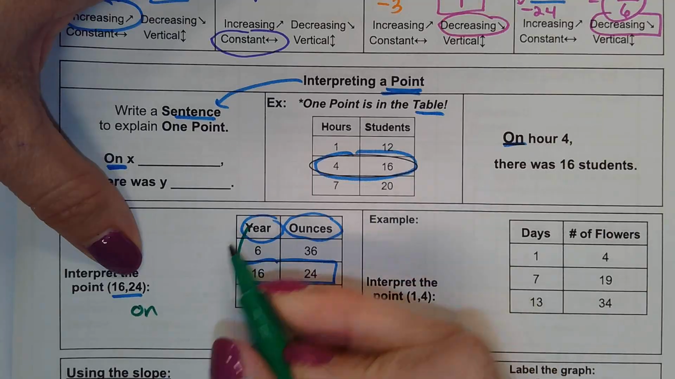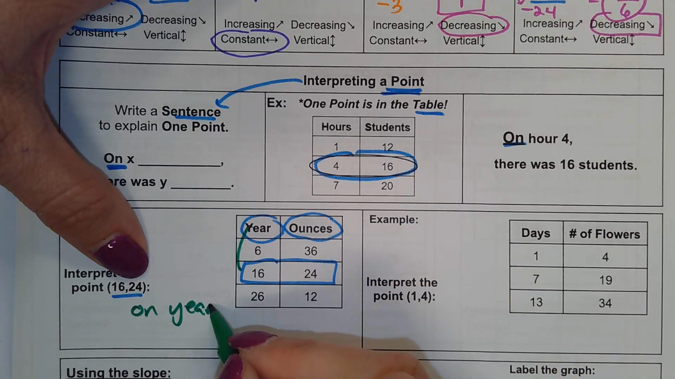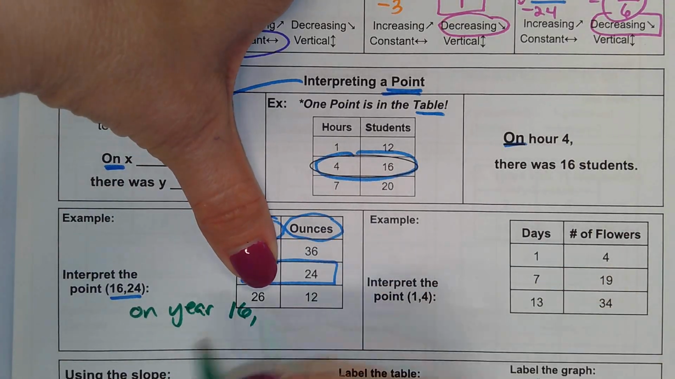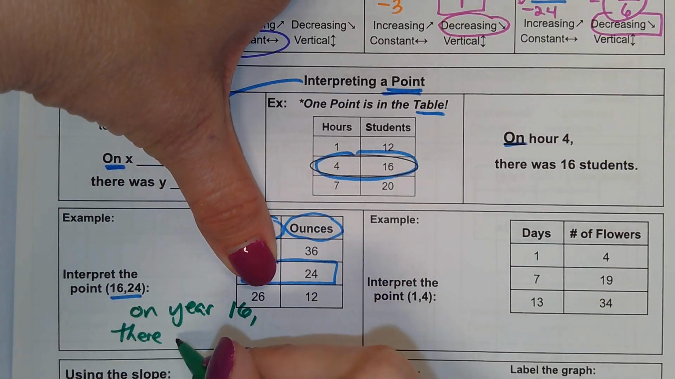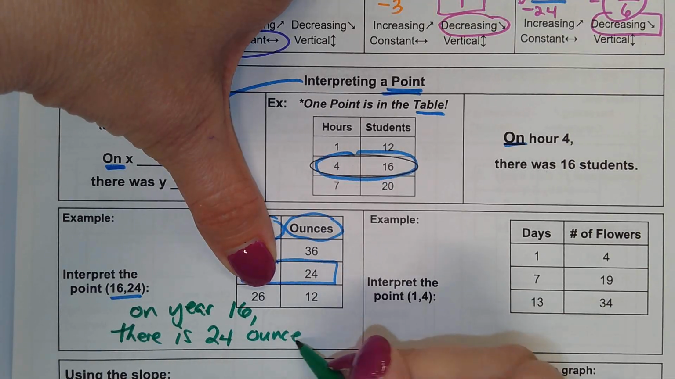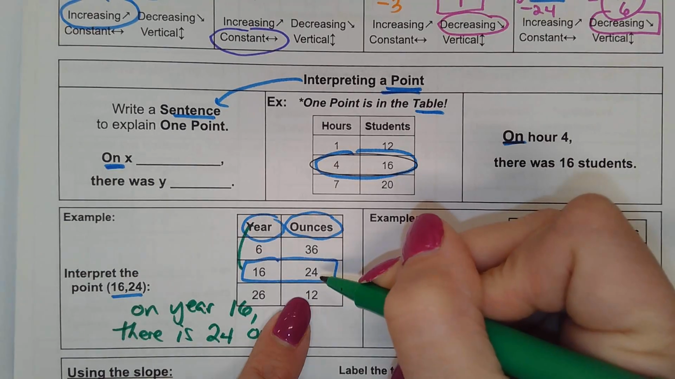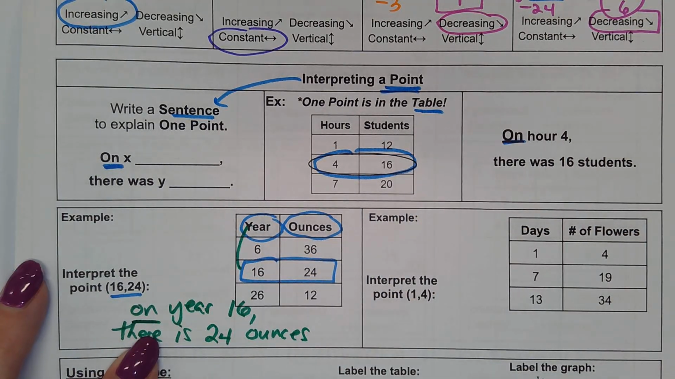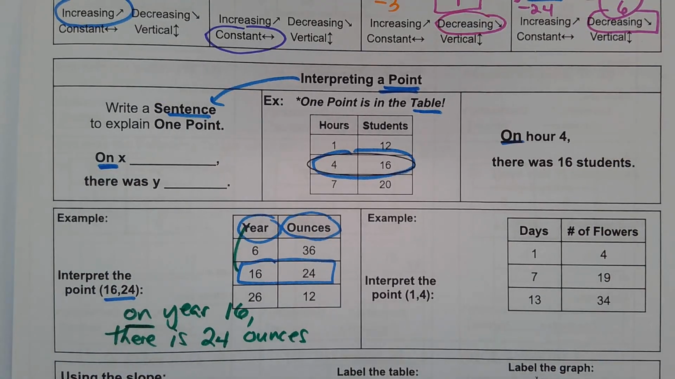On year 16, and now let's say this. There is 24 ounces. It's not 24 every time. We say on. We do not say every.